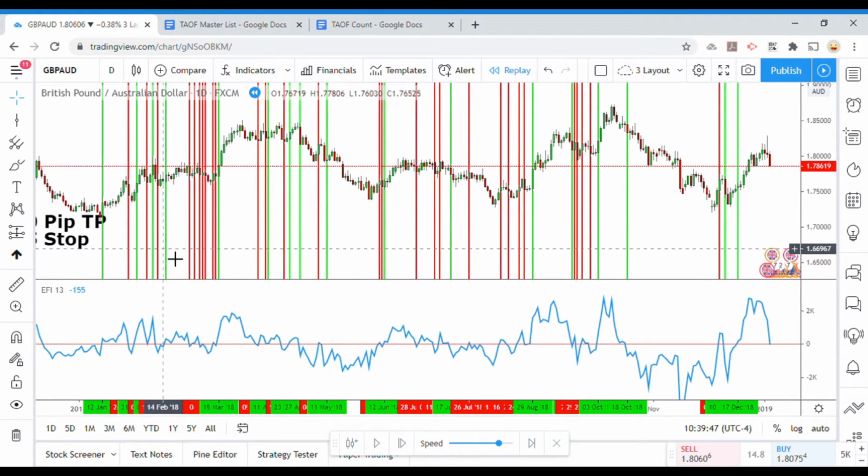There's 46 trades, and we have 17 wins. So it is far from the 60% threshold that it needed to achieve.